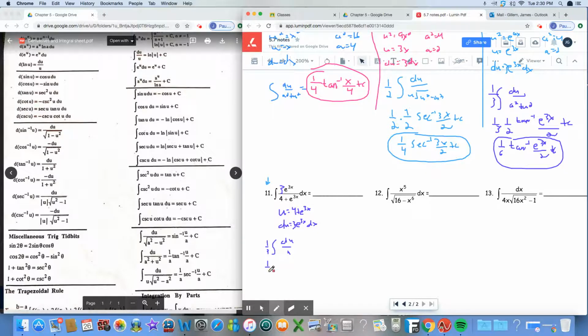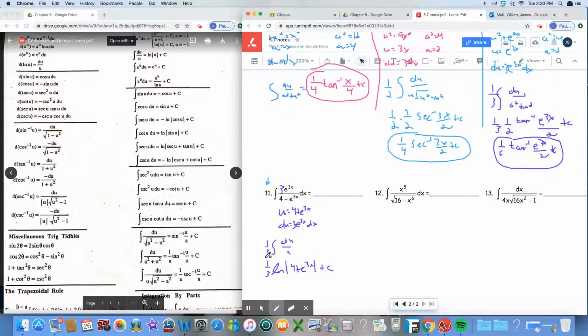So it's 1/3 natural log of u, which in this case is 4 plus e to the 3x. Whoops, I wrote dx, plus c. All right, and there's your answer.